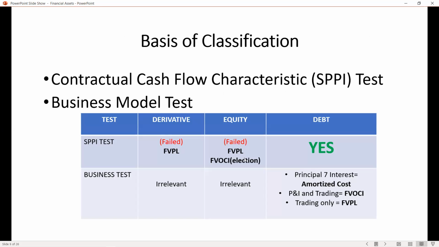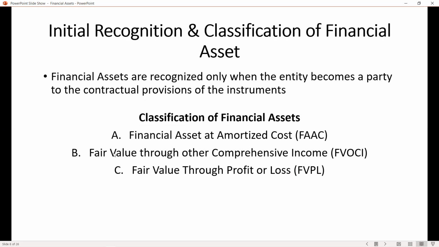So, another definition of fair value through other comprehensive income: you might classify a financial asset under this classification if the intention was to collect principal and interest as well as to trade. So if that financial asset has those two major purposes, which are collecting principal and interest and trading, you must classify it under FVOCI.